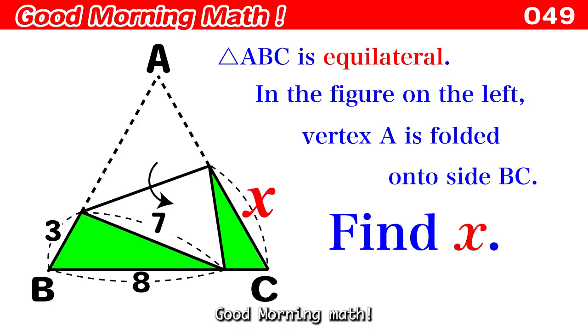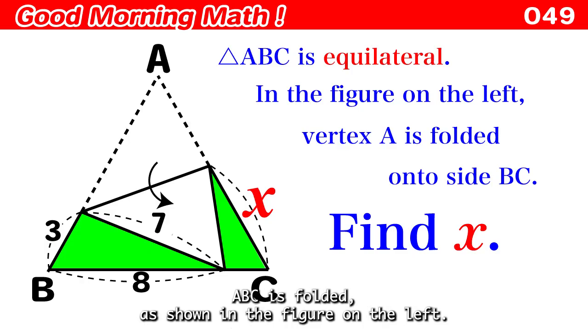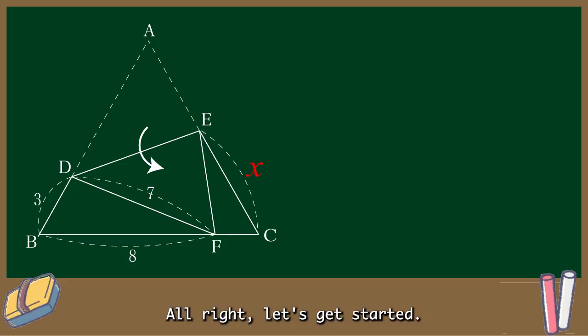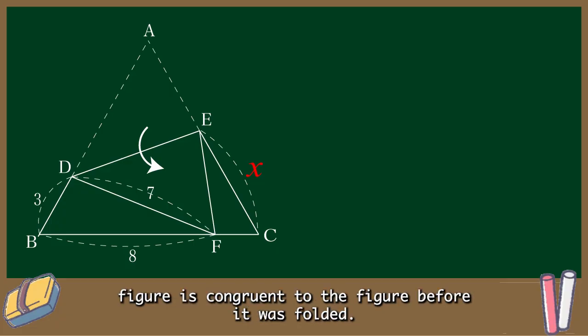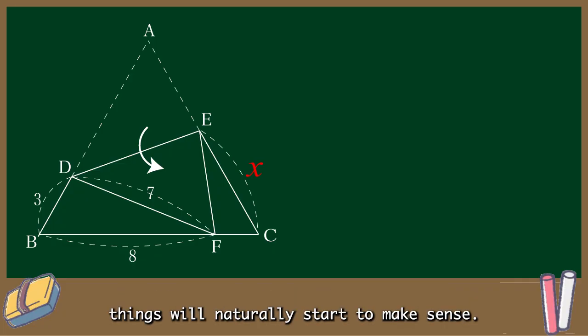Good morning, math. Let's find the length of x when an equilateral triangle ABC is folded as shown in the figure on the left. Alright, let's get started. In folding problems, the important point is that the folded figure is congruent to the figure before it was folded. If you think about it, that's obvious, and if you keep that in mind, things will naturally start to make sense.